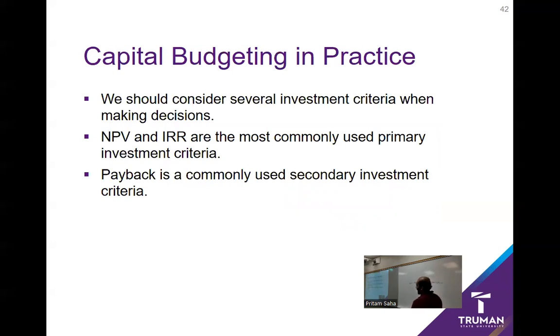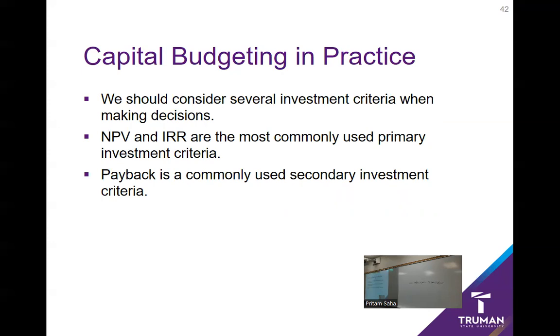Capital budgeting in practice. Let's say you are going to join industry or any corporation. What is the practice? We know that we learn so many tools and techniques throughout the chapter. In practice, these two are the most used.